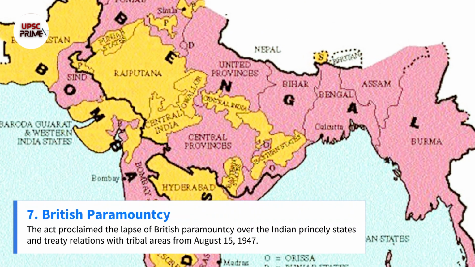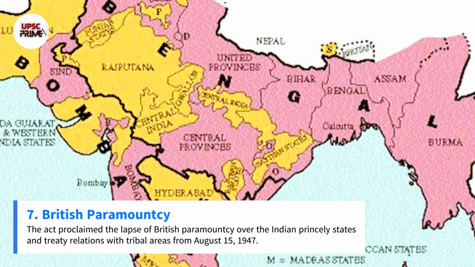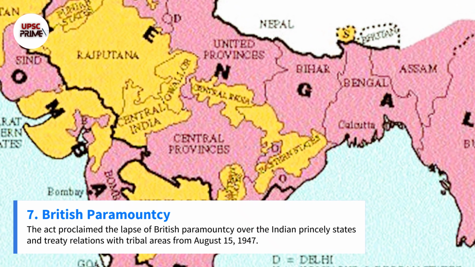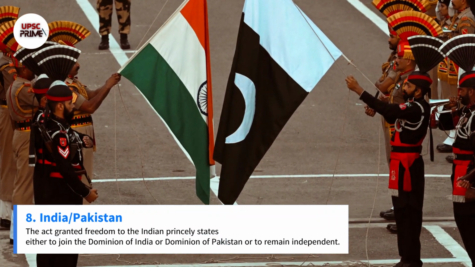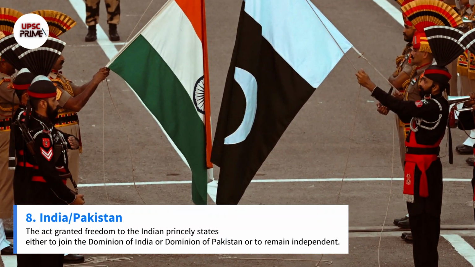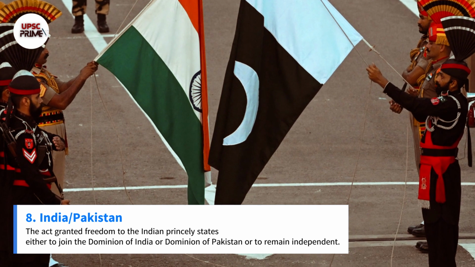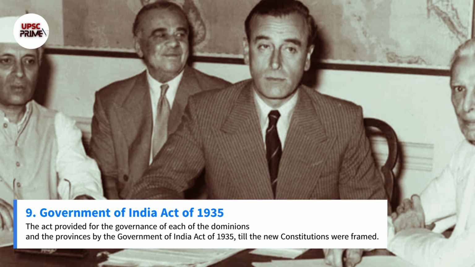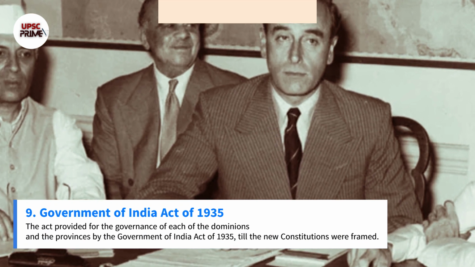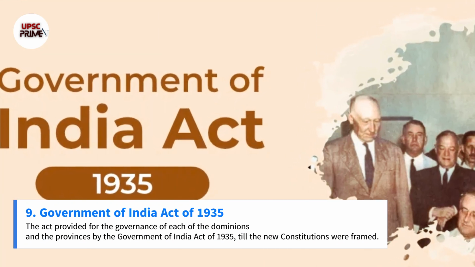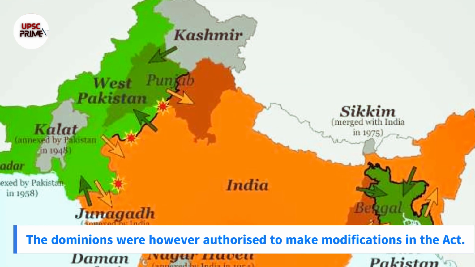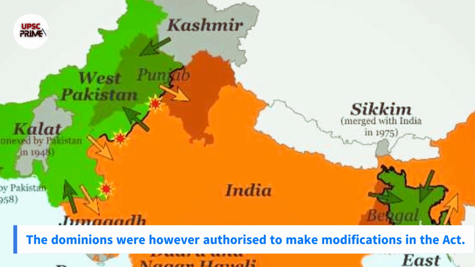7. The Act proclaimed the lapse of British paramountcy over the Indian princely states, and treaty relations with tribal areas from August 15, 1947. 8. The Act granted freedom to the Indian princely states either to join the Dominion of India, or Dominion of Pakistan, or to remain independent. 9. The Act provided for the governance of each of the dominions and the provinces, by the Government of India Act of 1935, till the new constitutions were framed. The dominions were however authorized to make modifications in the Act.